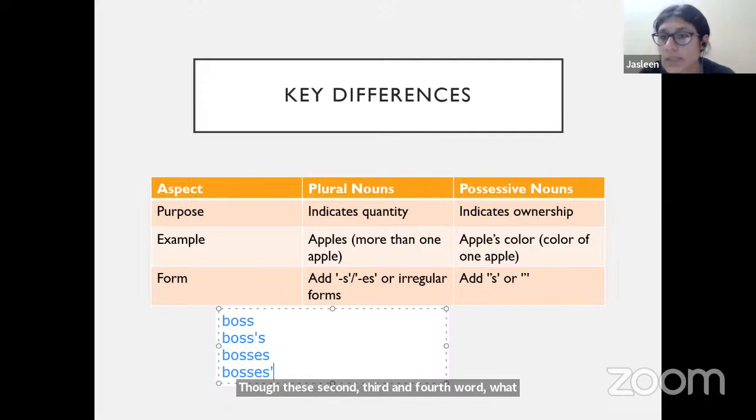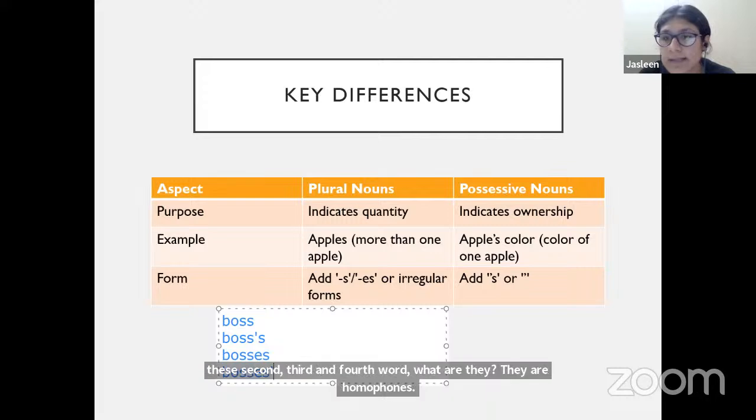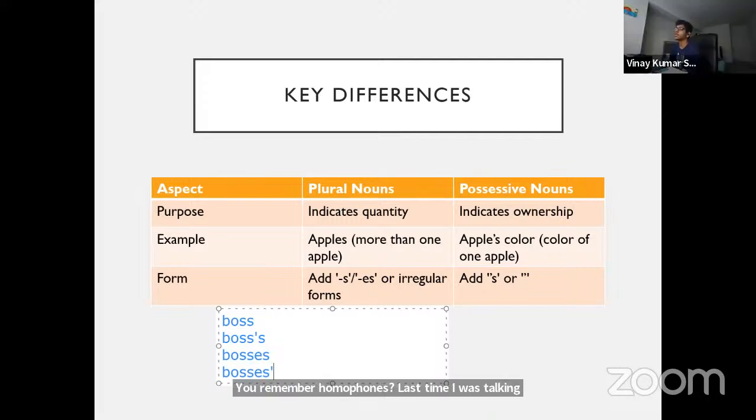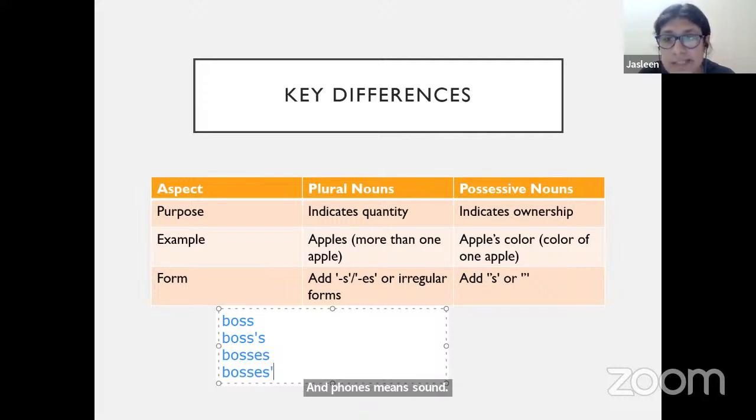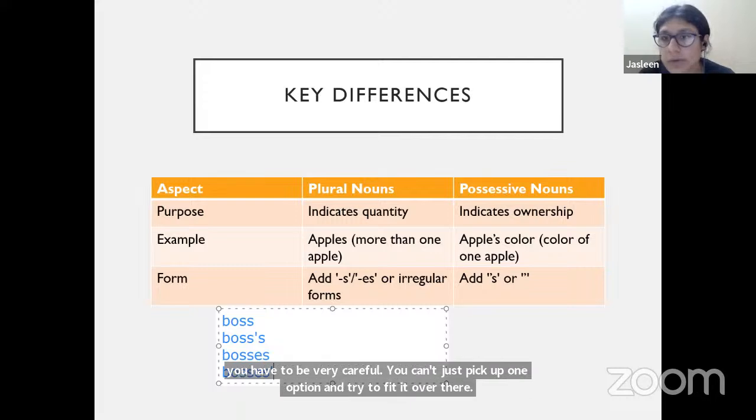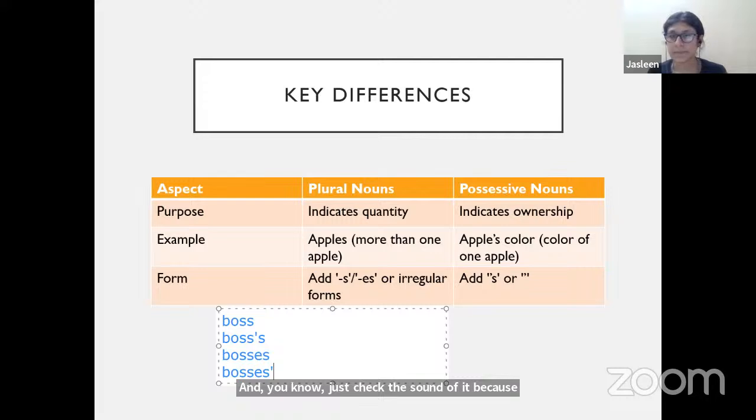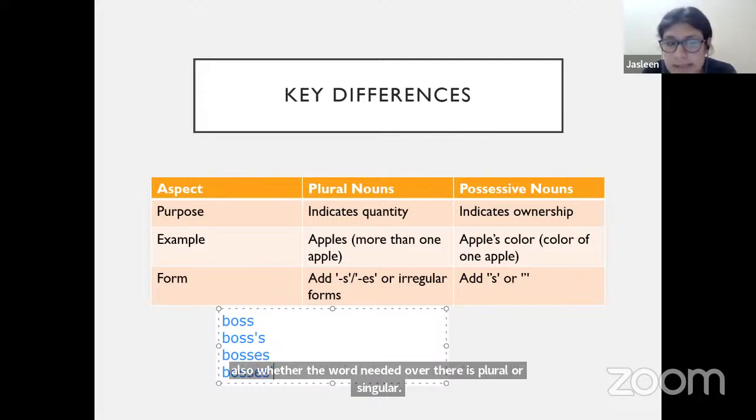These second, third, and fourth words, what are they? They are homophones. You remember homophones? Last time I was talking about homophones. Homo means same, and phone means sound. So these words, though they have different spellings, sound the same. Okay? So you have to be very careful. You can't just pick up one option and try to fit it there and check the sound of it, because they are homophones. You have to check the position of the apostrophe and also whether the word needed there is plural or singular. Then only will you be able to choose the right answer.